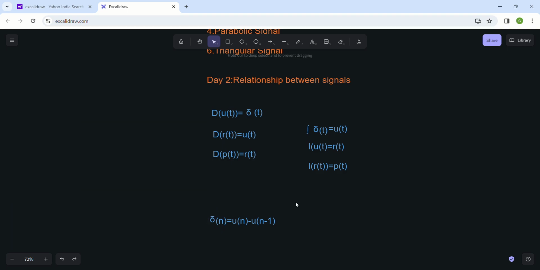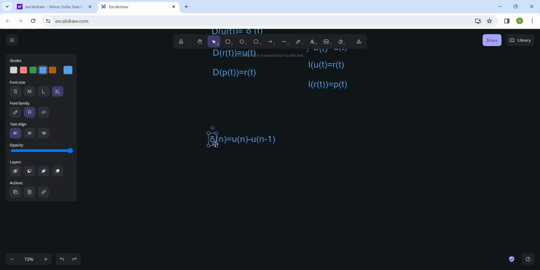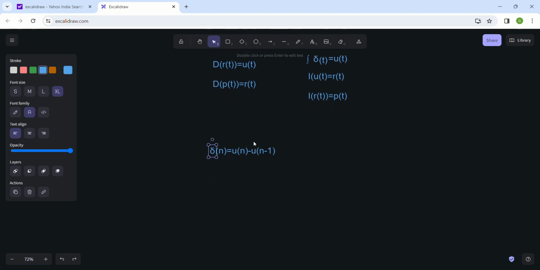Now, delta of n equals u of n minus u of n minus 1. This is the relationship between the signals in discrete form. What is the relationship between unit step signal and delta function in time continuous form? This is the relation. Integration of delta of t equals u of t.